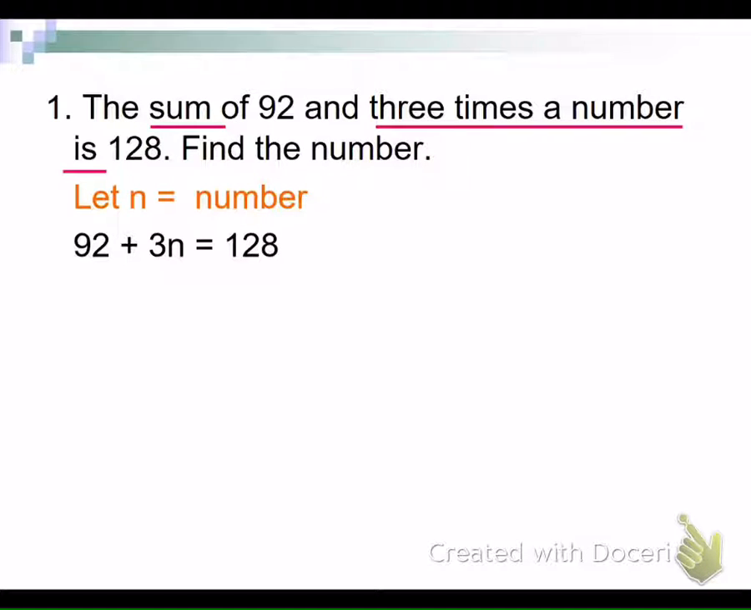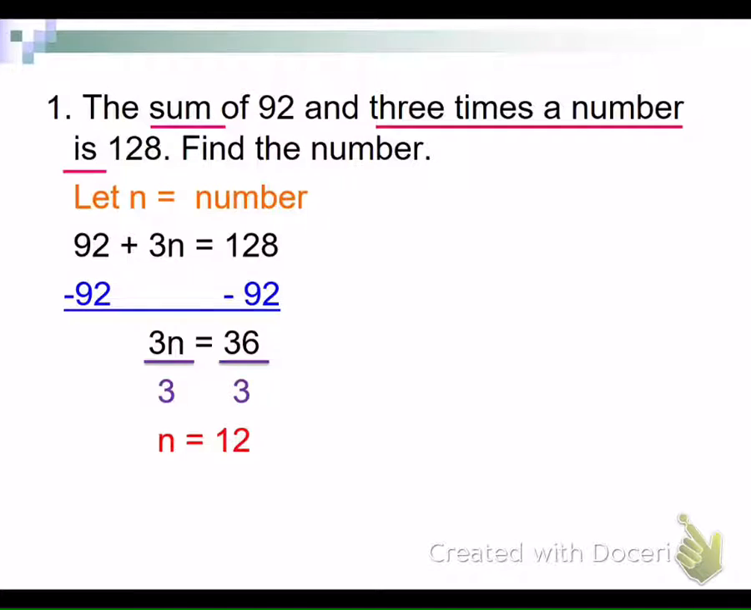How do I start this one? You subtract 92 from both sides. The 92s are gone. You have 3n equals 36. Divide. 12 is my number. Raise your hand if you have a question on this one.